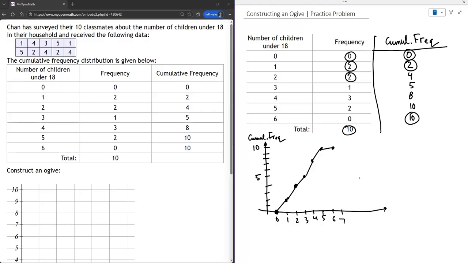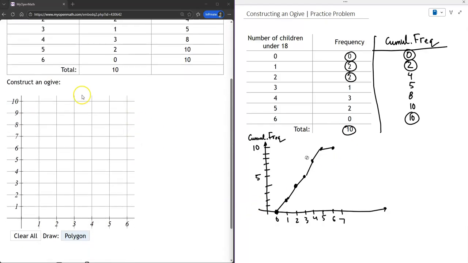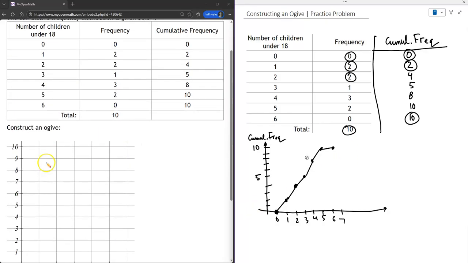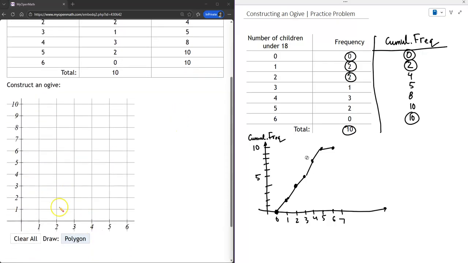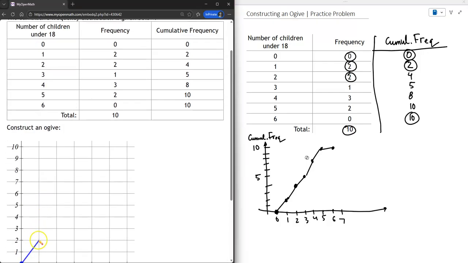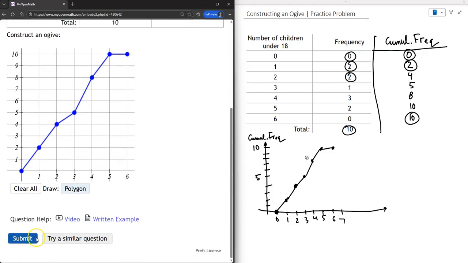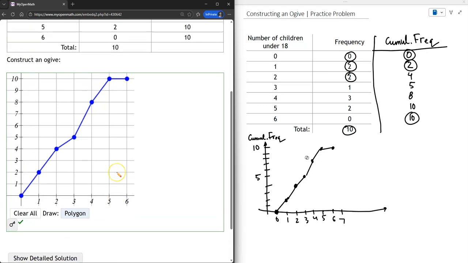And to get the full credit, let's copy this ogive here. So we have 0 at 0, then we have 2, then 4. I'm actually looking right over here. 5, 8, 10, and 10, and we're getting full credit.